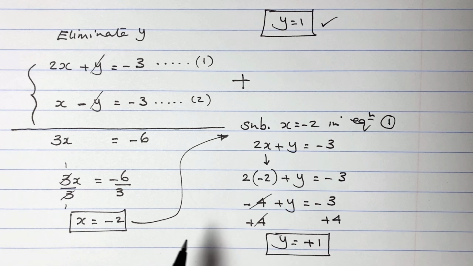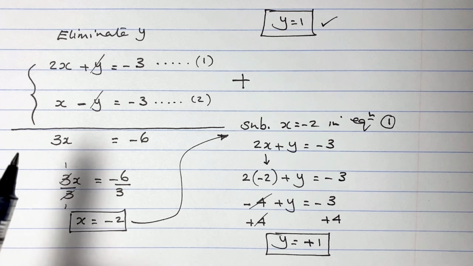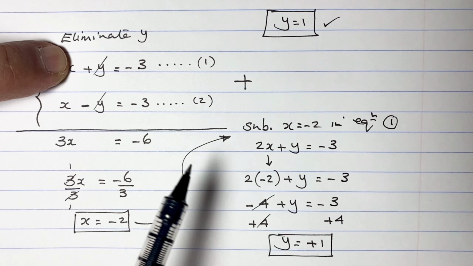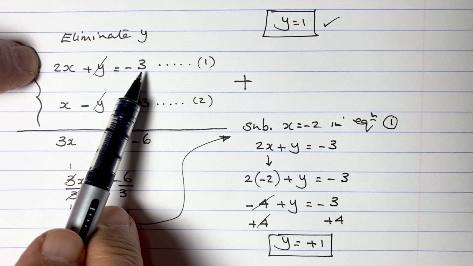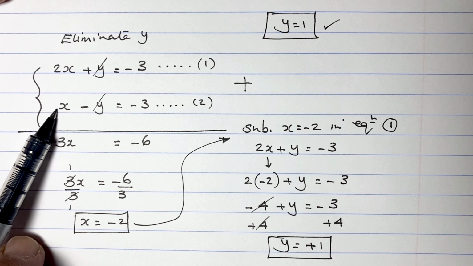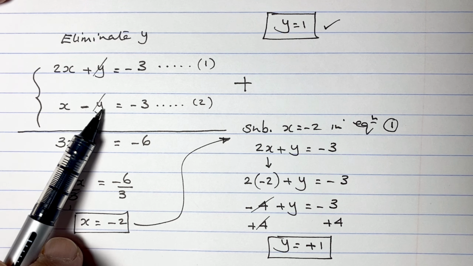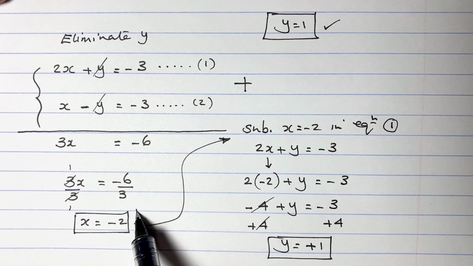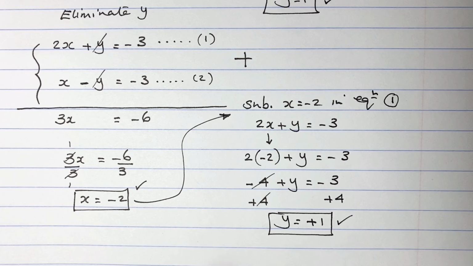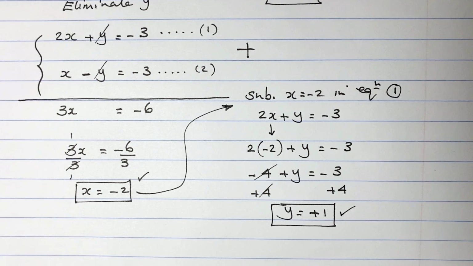Let's check these numbers. If x is minus 2, we have two lots of minus 2 is minus 4. Minus 4 plus 1 makes minus 3. It should also fit in this equation. x is minus 2, take away 1 is minus 3. That means both equations are satisfied by these two answers, so the answers are correct.